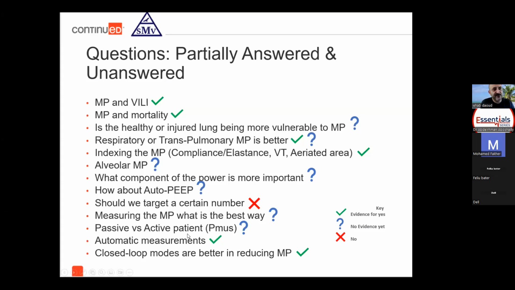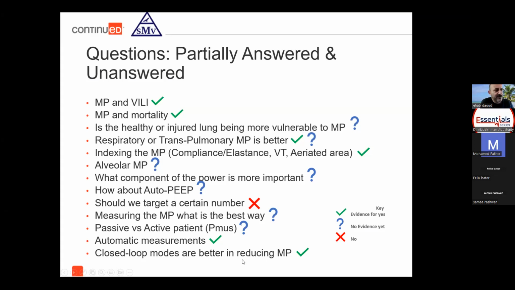Passive versus an active patient, we talked about that, and how we can calculate the mechanical power. We talked about automatic measurements, which I think will make our life much easier. And now the important question is, are our closed loop modes better at reducing mechanical power than our regular conventional volume control and pressure control modes? And probably yes, there are a lot of studies now.